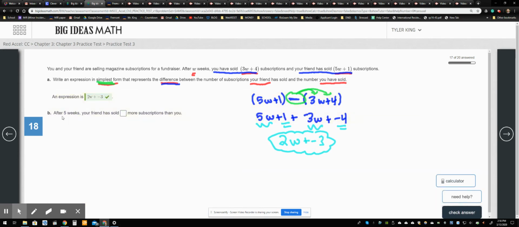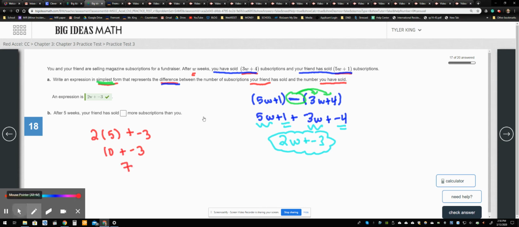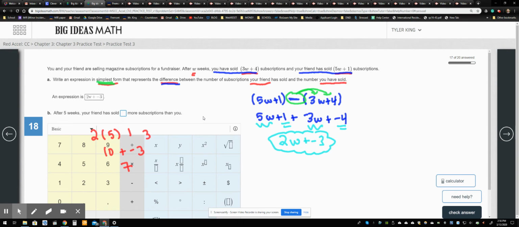Good. Now, after 5 weeks, your friend has sold blank more magazine subscriptions than you. Okay, so a couple ways that we can do this. If we're looking at the difference between our friend and us, then we just created an equation which will tell us after how many weeks, how many more they have, or the difference between us. So we should be able to put into the equation that we just wrote out here: 2 times the number of weeks, 5, plus negative 3. So we have 10 plus negative 3, which is equal to 7. So this should be that your friend has sold 7 more magazines than you.